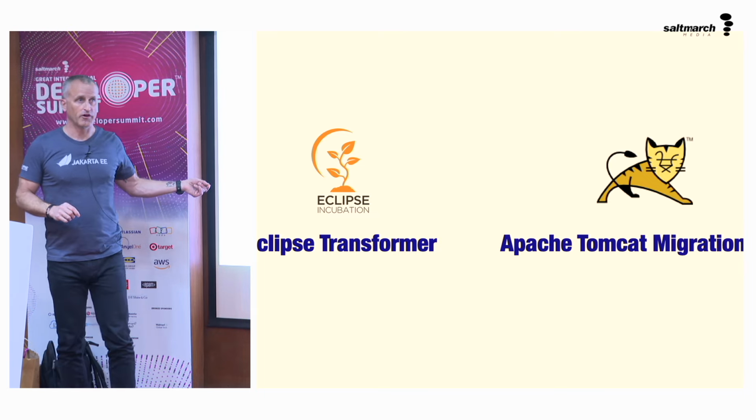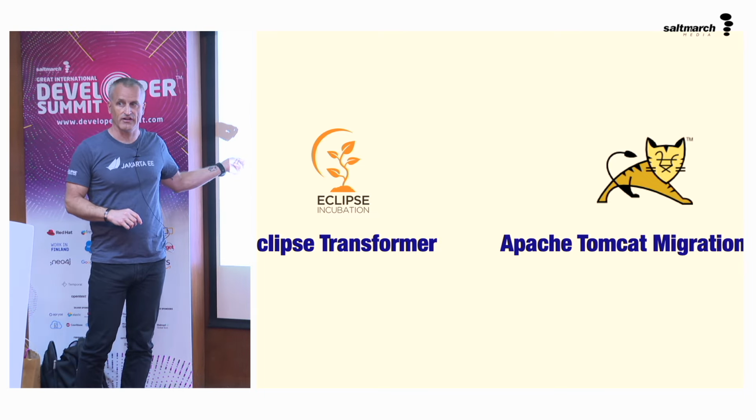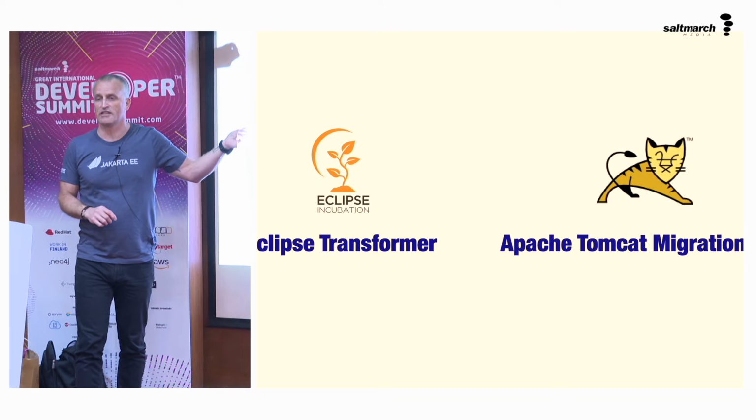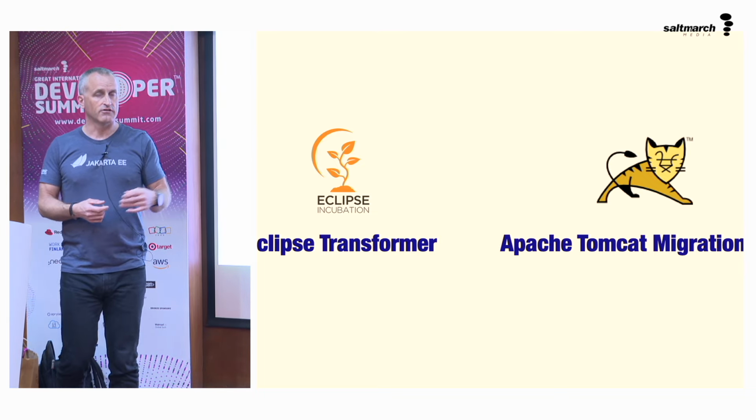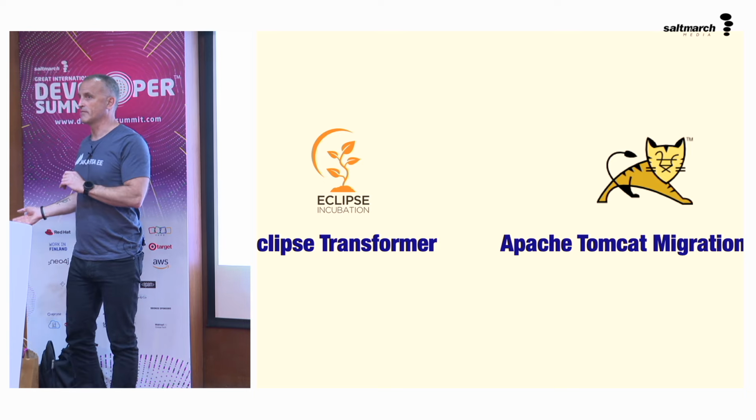The Eclipse Transformer is an open source tool at the Eclipse Foundation, and the Apache Tomcat migration tool is an open source tool at the Apache Foundation. So you can use any of these tools that do the same thing.